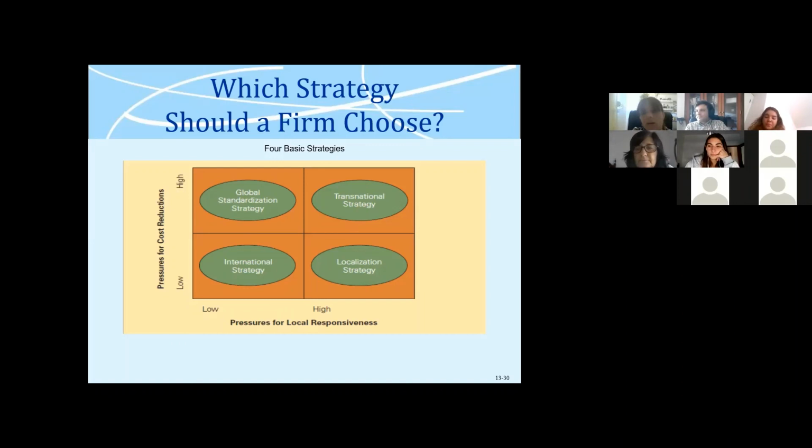So the fourth strategy is the international strategy. Sometimes it is possible to identify multinational firms that find themselves in the fortunate position of being confronted with low-cost pressure and low pressure for local responsiveness. Many of these enterprises have pursued an international strategy, taking products first produced for the domestic market and then selling them internationally with only minimal local customization.